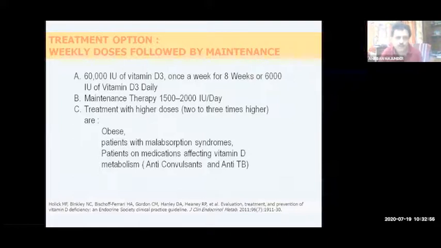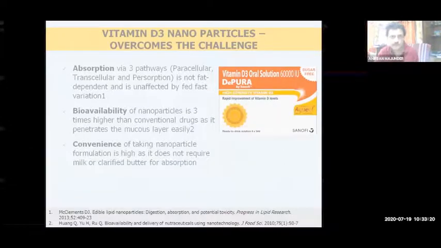But patients who are obese, who have malabsorption, and patients who are receiving anticonvulsant and antitubercular medication, especially rifampicin, should receive a higher dose, because there is a malabsorption, and there is a possibility that vitamin D metabolism is affected because of the anticonvulsant therapy or rifampicin. Now, vitamin D you can give in a nanoparticle formulation also, because it will improve the absorption.